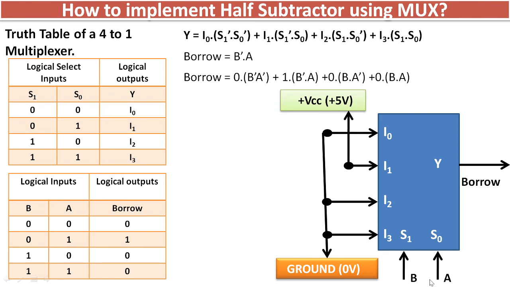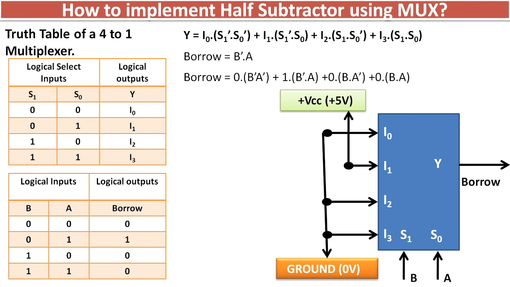Then again, if we go for 1 0, the third line gets selected, that is I2. Now here we must get a 0. Since I2 is connected to ground, output will be 0. Again, if we check the last one, if A and B are both 1 1, the output should be 0 as per the borrow output of the half subtractor, and since I3 is connected to ground, we'll definitely get a 0 at the output. So what we can see is that this particular multiplexer provides us the borrow output of the half subtractor.